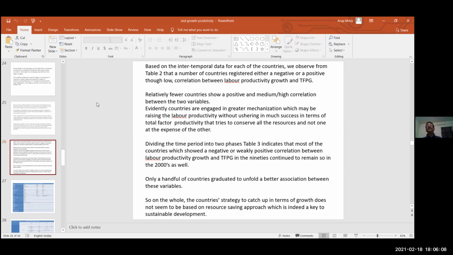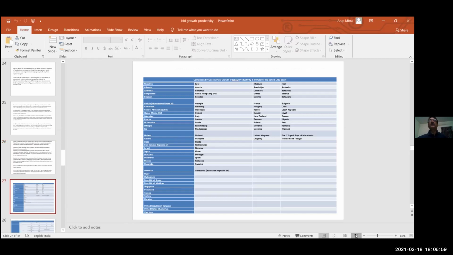Dividing the time period into two phases, the next table indicates that most of the countries which showed a negative or weakly positive correlation between labor productivity growth and TFPG in the 90s continued to remain so in the 2000s as well. So there was no improvement between labor productivity growth and total factor productivity growth over the years. Only a handful of countries graduated to unfold a better association between these variables. So on the whole, the countries' strategy to catch up in terms of growth does not seem to be based on a resource saving approach, which is indeed a key to sustainable development. So one could argue that sustainable development is not something that is taking place.